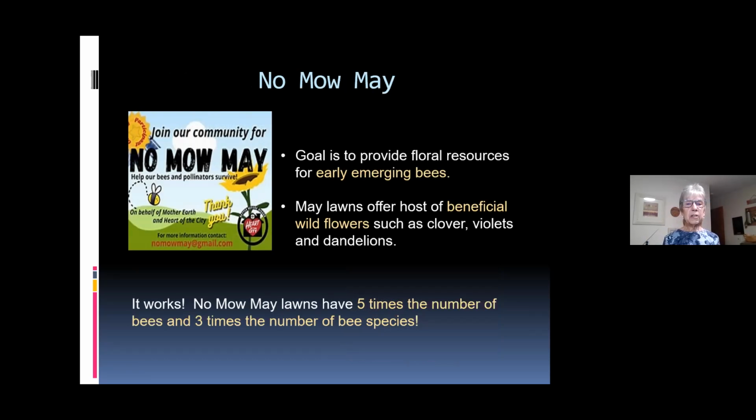And it works. It turns out that lawns that are not mowed in May have 5 times the number of bees and 3 times the number of bee species. So that's proof of the pudding right there.